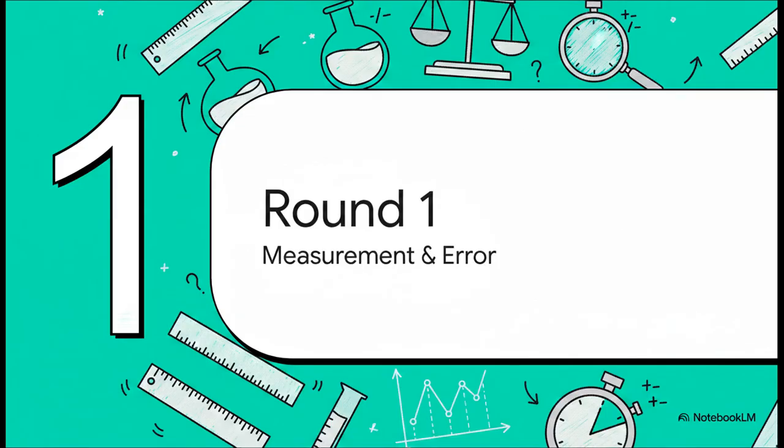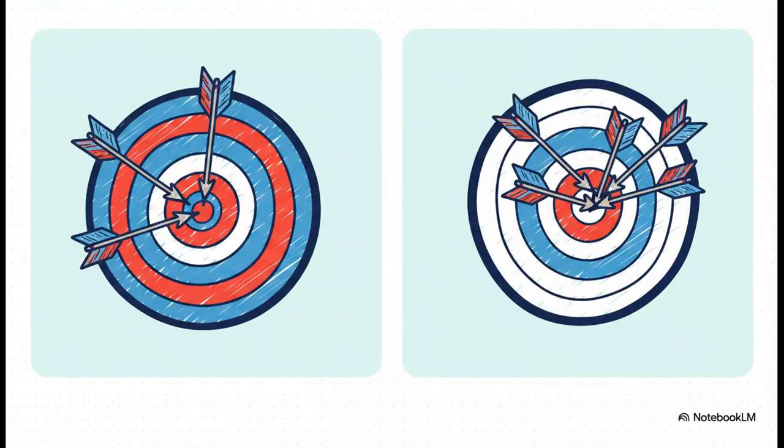Okay, first up, we're tackling the absolute fundamentals. Before you can do any of the cool advanced physics stuff, you have to know how to measure things properly. And, just as important, how to account for the errors that are pretty much inevitable. Before we dive into the problems, we've got to get this straight because these two terms get mixed up all the time: accuracy and precision.